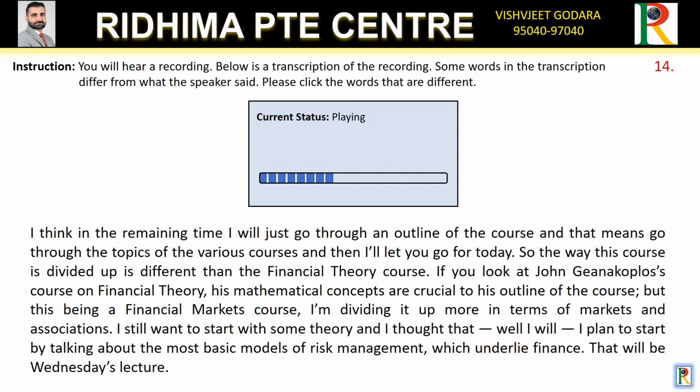The way this course is divided up is different than the financial theory course. If you look at John Akopoulos' course on financial theory, mathematical concepts are central to his outline of the course. But this being a financial markets course, I'm dividing it up more in terms of markets and institutions. But still, I want to start with some theory. I plan to start by talking about the most basic concepts of risk management, which underlie finance. And so that will be Wednesday's lecture.